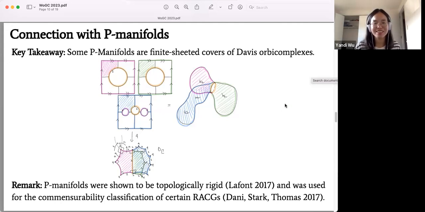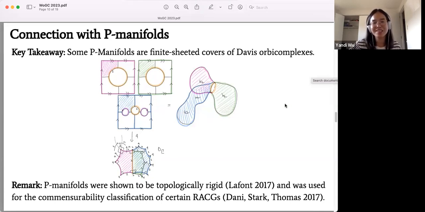So that's the connection to geometric group theory, because commensurability classification is something that people in GGT really care about. That was my 5-minute justification for why this is related to geometric group theory. There's a connection to right angle Coxeter groups here, and hopefully in the future I can use this connection. Since I'm familiar with p-manifolds, maybe I can use it to explore right angle Coxeter groups a bit more.